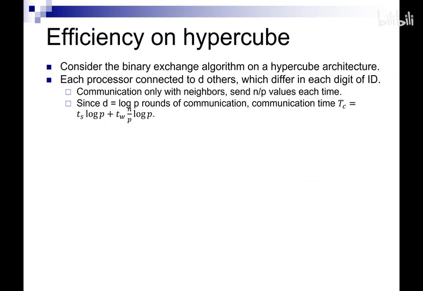So now let's see how efficient this algorithm is on different types of parallel hardware architectures. First of all, let's look at a hypercube. In a hypercube, when you have p processors, where p is equal to 2 to the d power, each processor is connected to d other processors. These d other ones are the ones that differ in each of the digits of the ID of this processor. So if this processor is X, and you write this ID in binary, then if you flip each digit, those are exactly who this processor X is connected to.